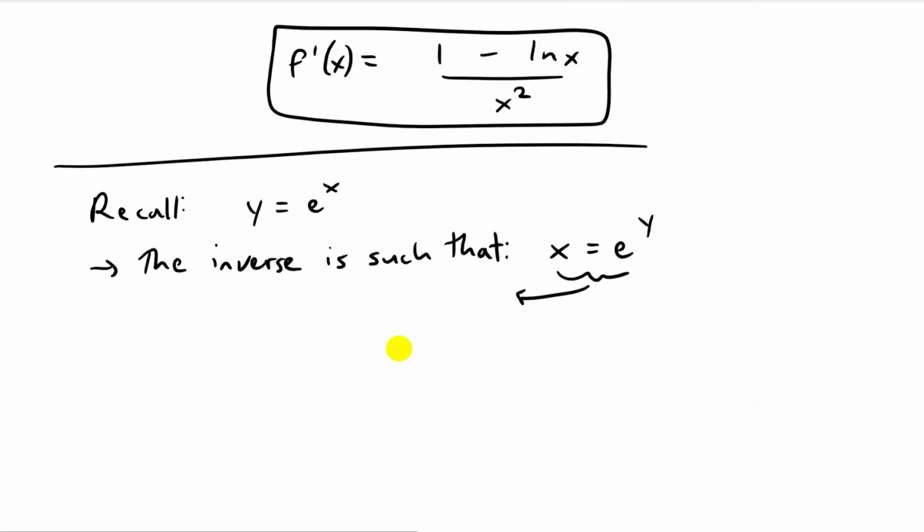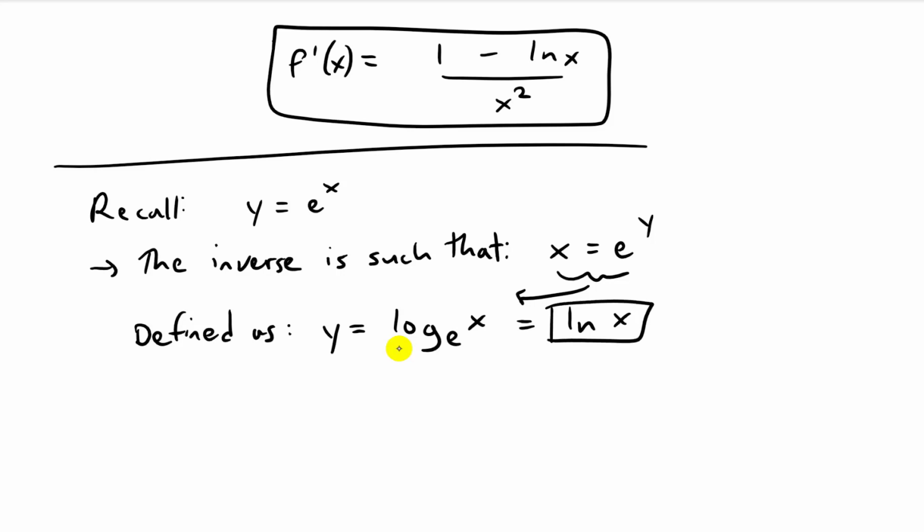So solving for y, this is defined as the inverse: y equals log base e of x, the inverse of that function. And this is conveniently written as ln of x. So log base e is ln of x, like that.